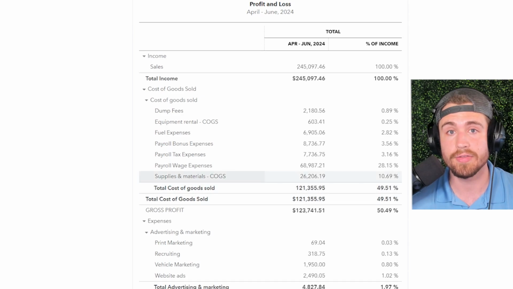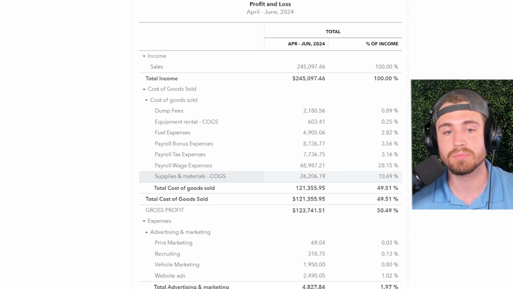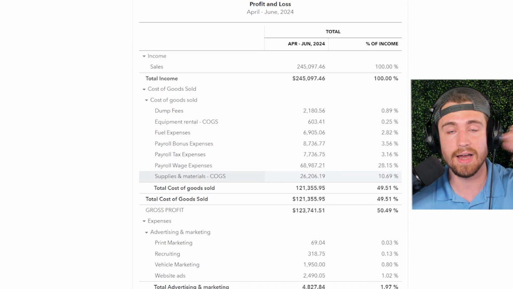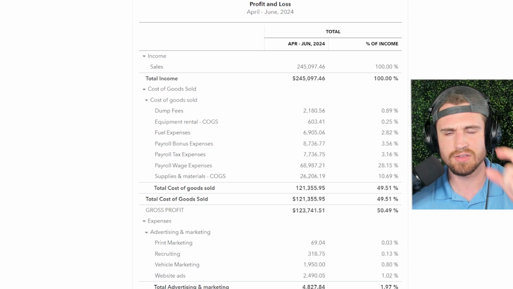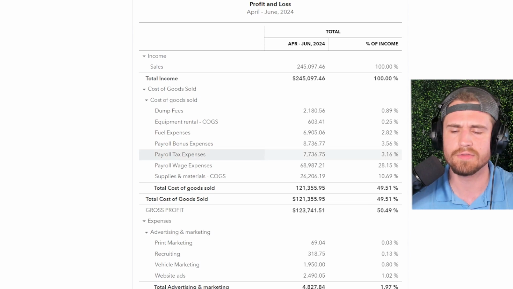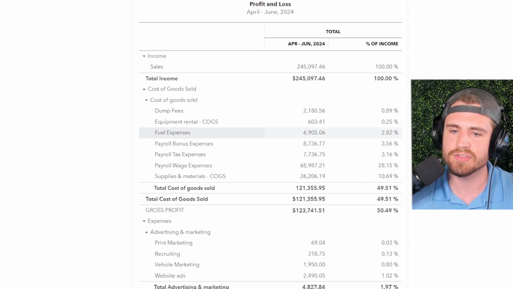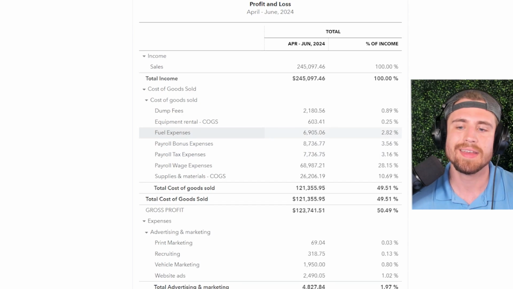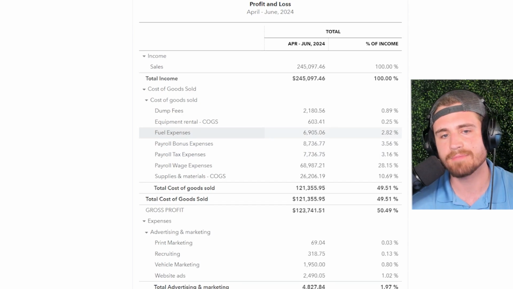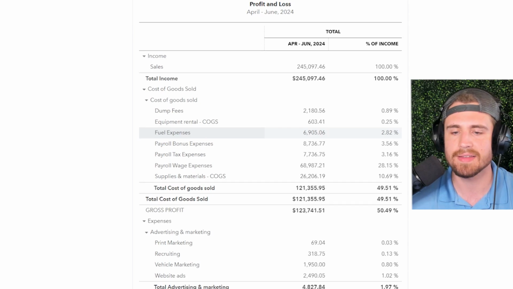49.51%. Pretty good. That means half of every dollar we made went back to just paying for the job getting done. So we had to spend 50 cents just to get the job done for every dollar made. What I'm looking for, green flag, red flag: under 50%, solid, that's in the green. Even 55%, you can get away with that. I'd say that's kind of yellow.